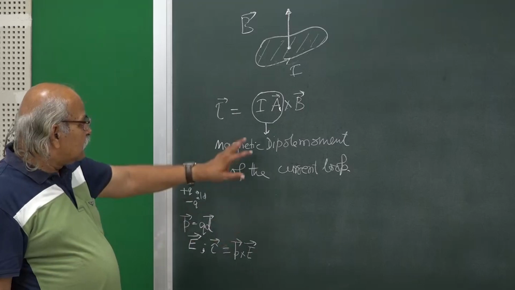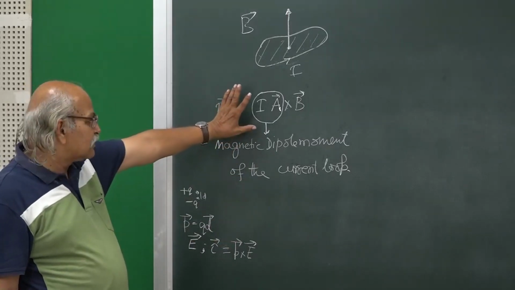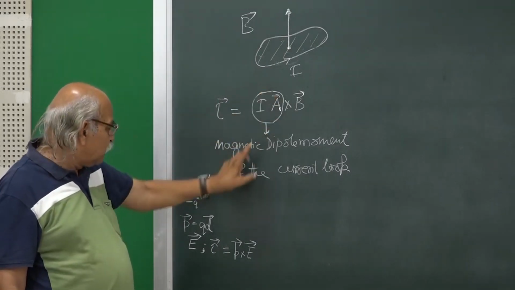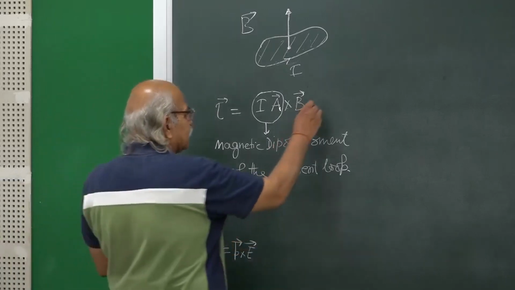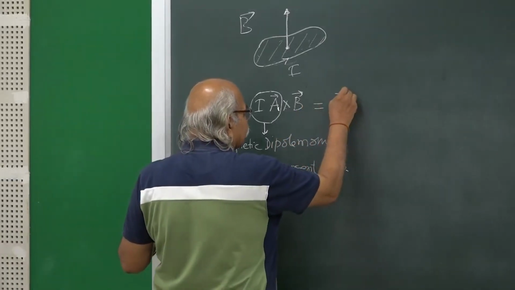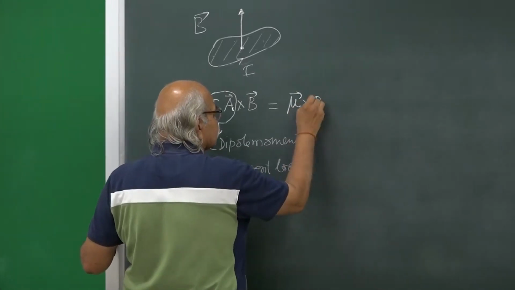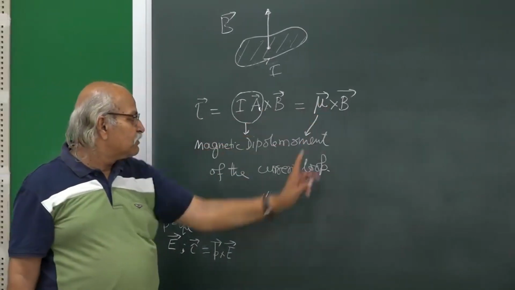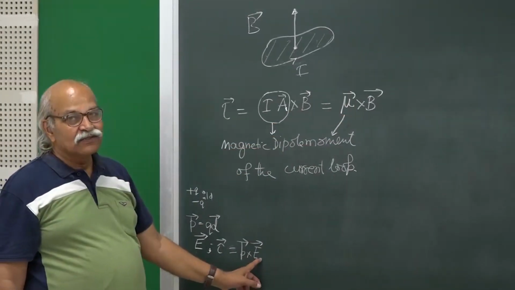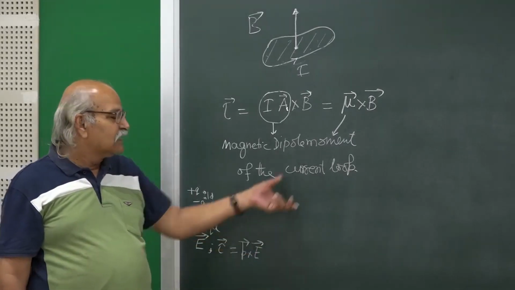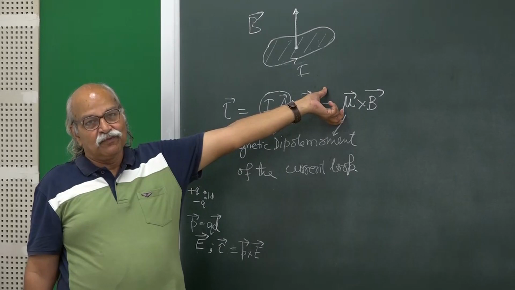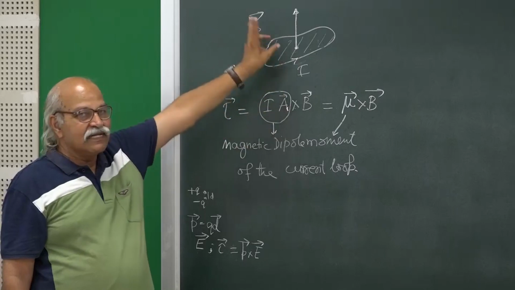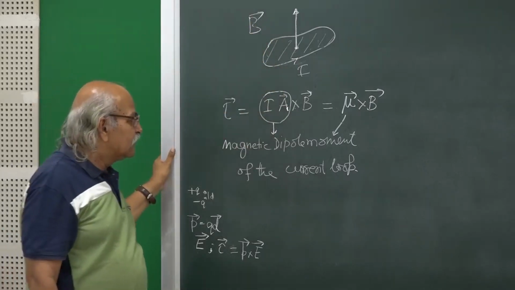Now, it is a similar expression. If you write this I A as some dipole moment, as it is here, we give it a name mu, cross B. So, this mu is playing the same role. Torque is mu cross B, torque is P cross E. Like this is called electric dipole moment, this is called magnetic dipole moment. So, magnetic dipole moment of a current loop is essentially the current multiplied by this area vector. So, that is how we get this.